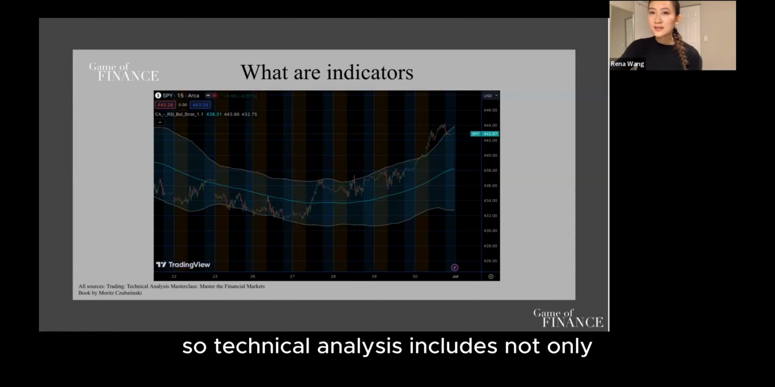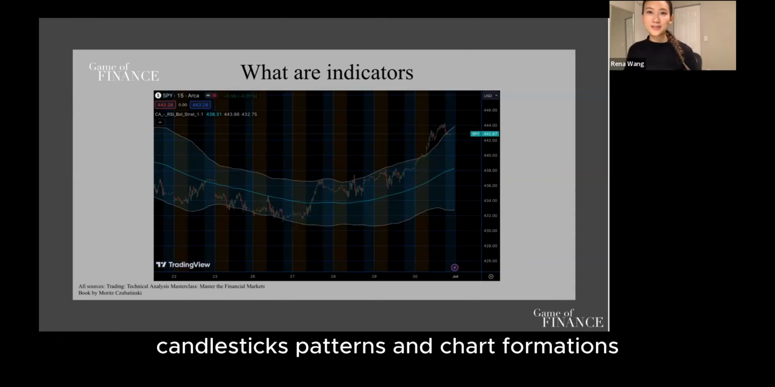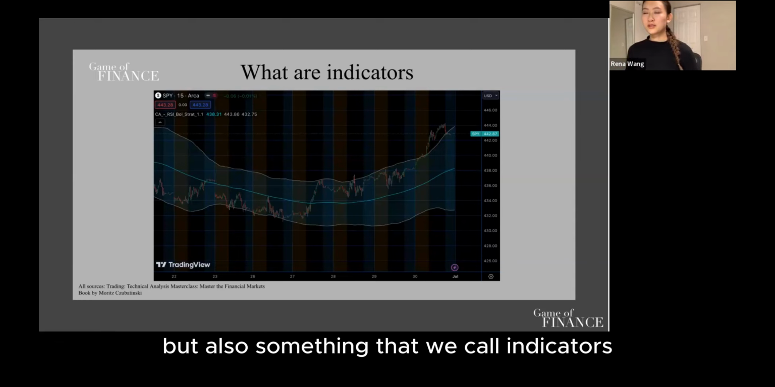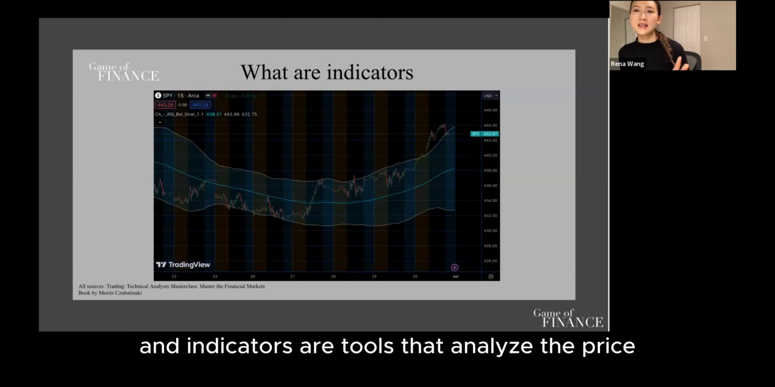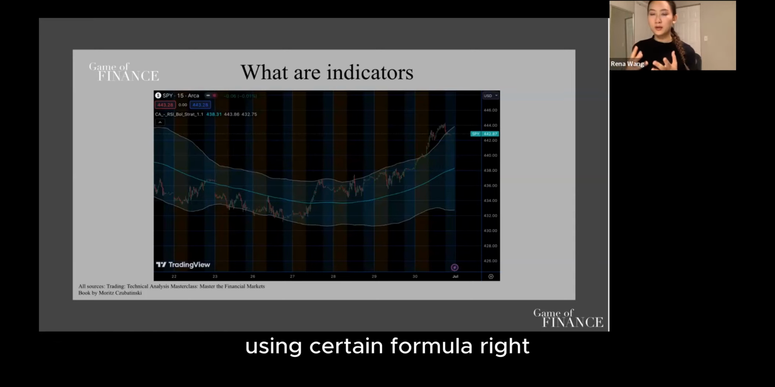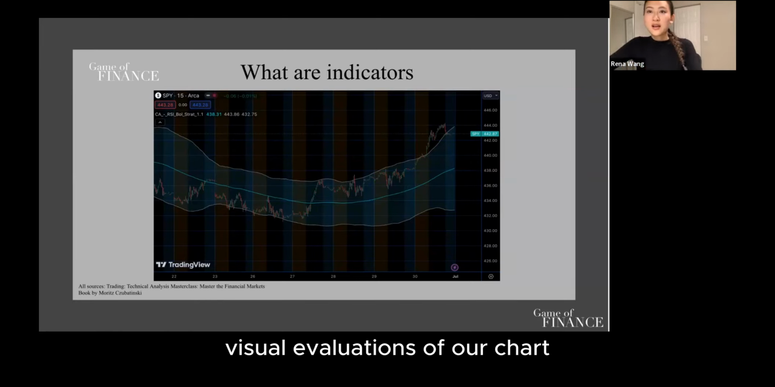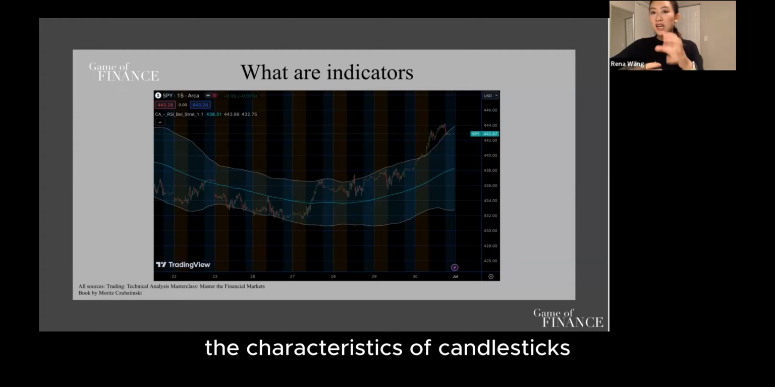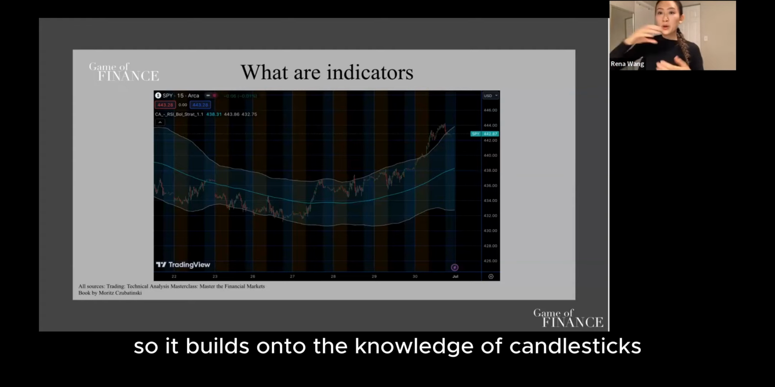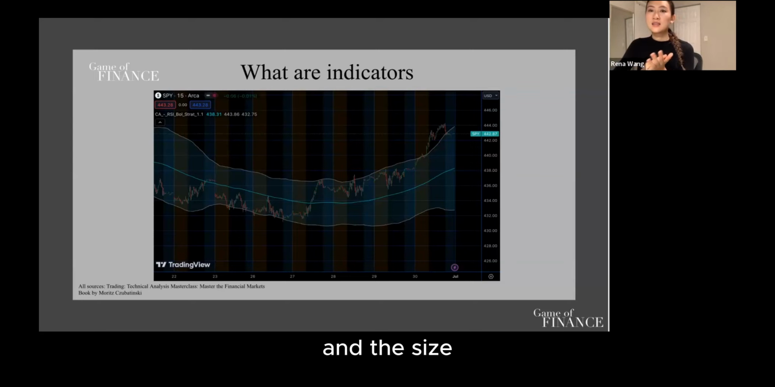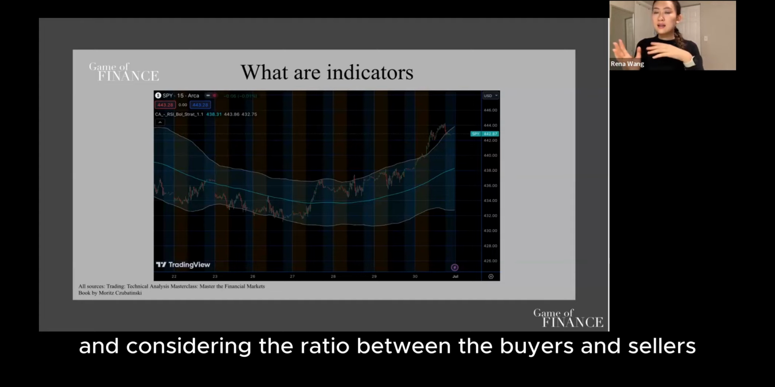Technical analysis includes not only candlestick patterns and chart formations, but also something we call indicators. Indicators are tools that analyze the price using a certain formula, right? And it supports our decision-making with direct visual evaluations of our chart. Indicators usually analyze the characteristics of candlesticks. So it builds onto the knowledge of candlesticks and the size, the opening, the closing, the wicks of these candlesticks, and considering the ratio between the buyers and sellers.